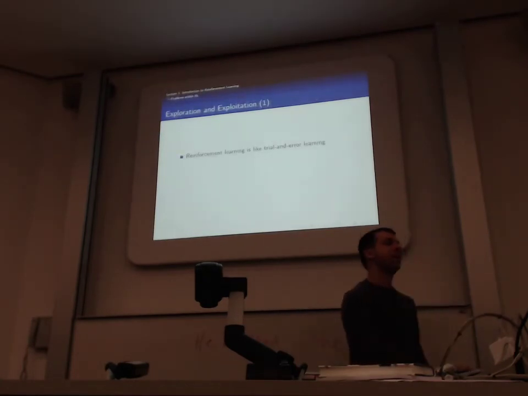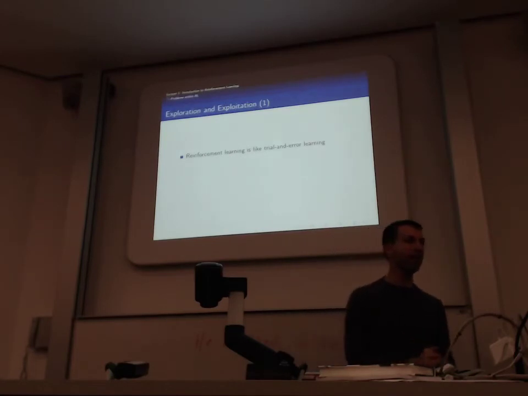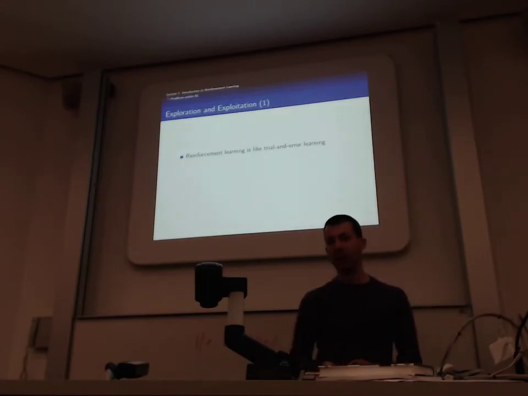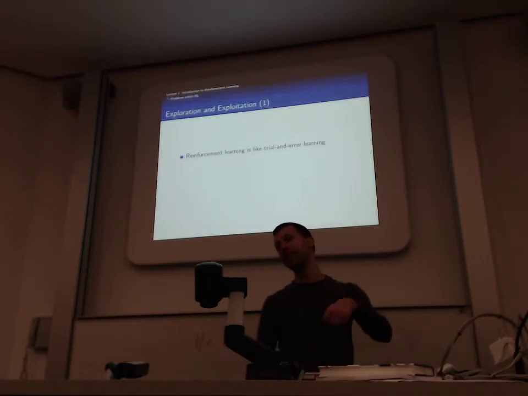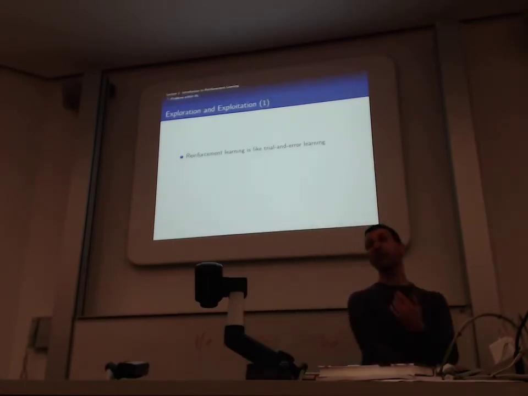Okay. So one more problem that we need to deal with in reinforcement learning is the exploration and exploitation dilemma. Reinforcement learning is like trial and error learning. The agent tries out some actions, takes some sequences of actions, sees whether they lead to good rewards or bad rewards, and gets to try and do better over time as it gets more experience.